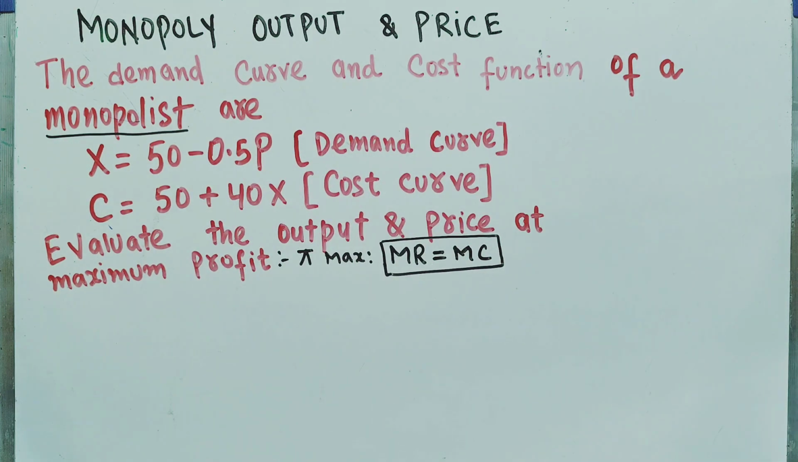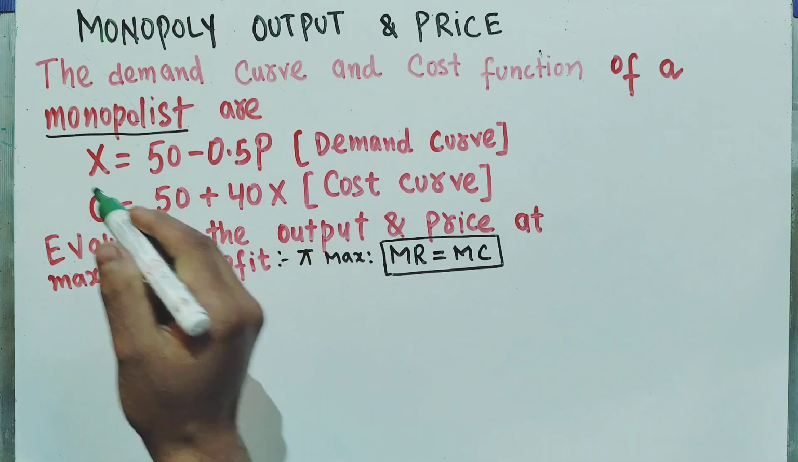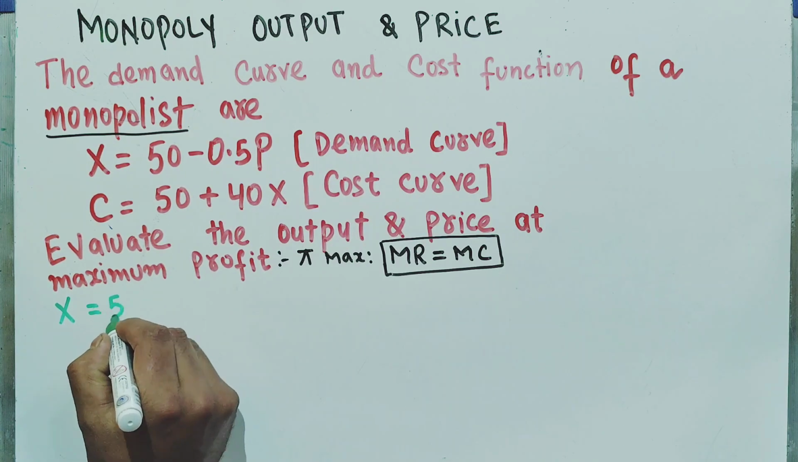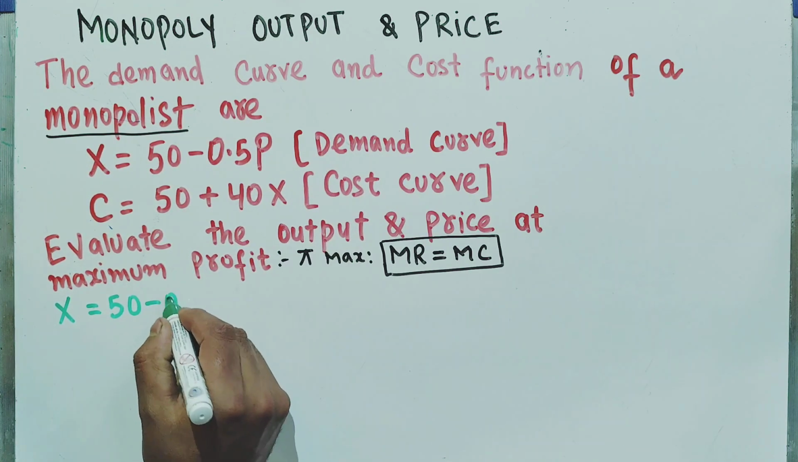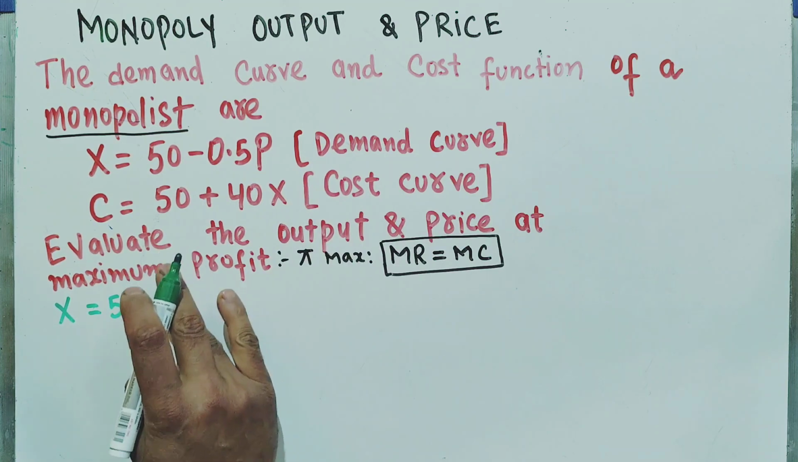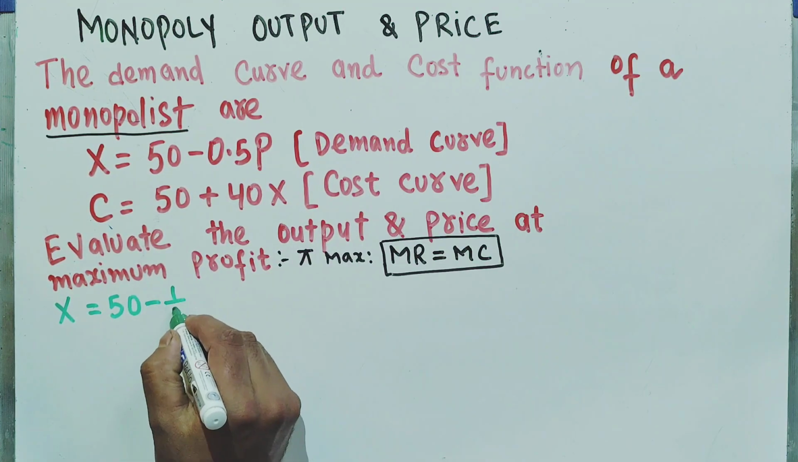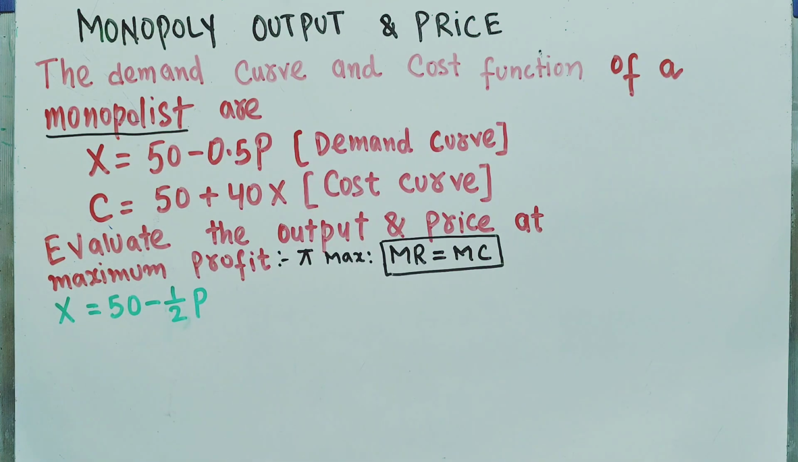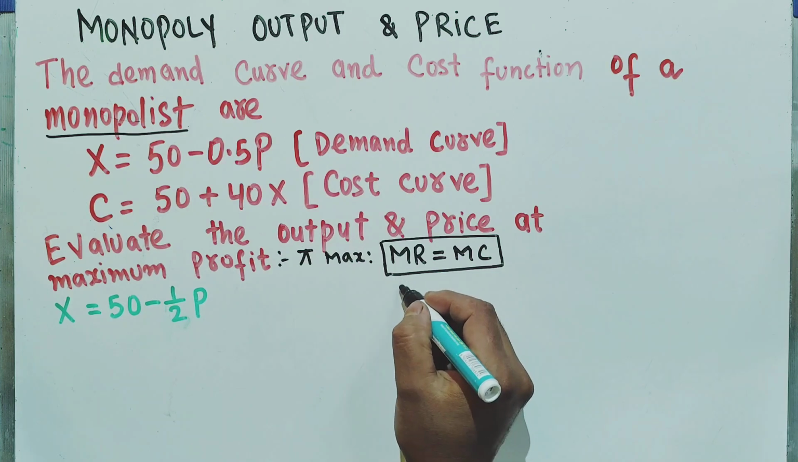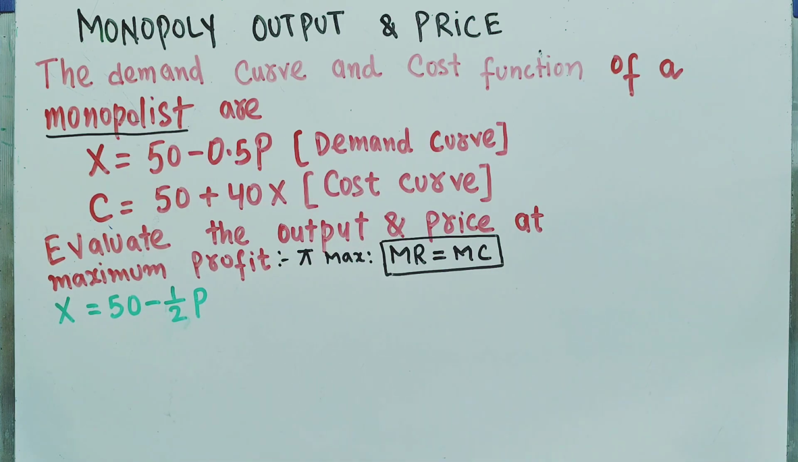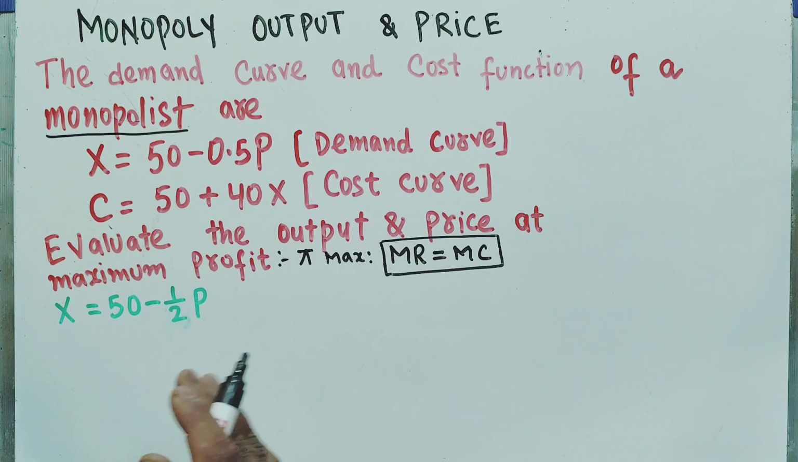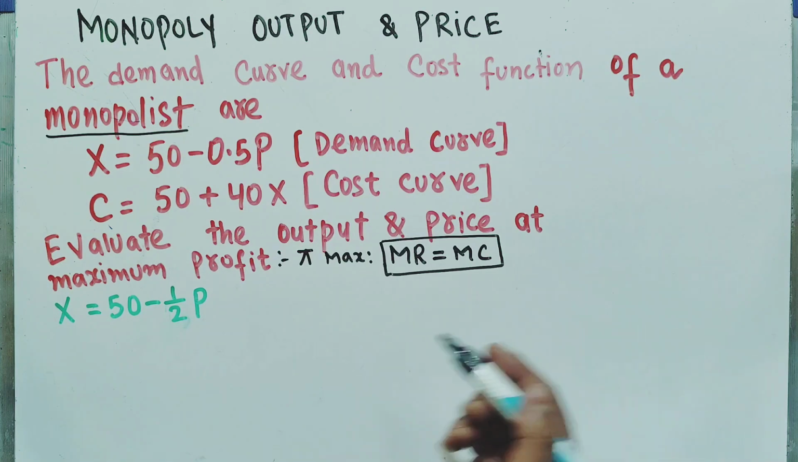Having said that, we are given this demand function, x, that is output, is equal to 50 minus 0.5, and let me write 1/2 in place of 0.5, p. Now since we need to find the marginal revenue, we should know the total revenue first. To find the total revenue, we solve this equation for p. That is, we want to find the inverse demand function first.